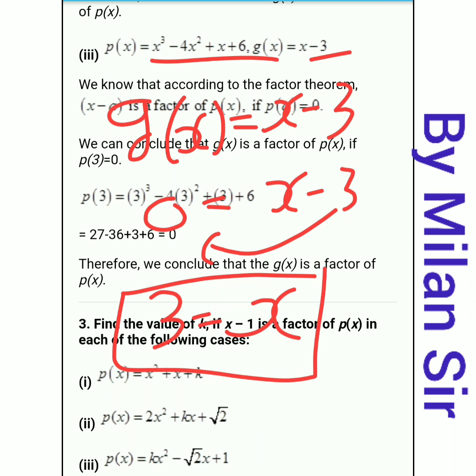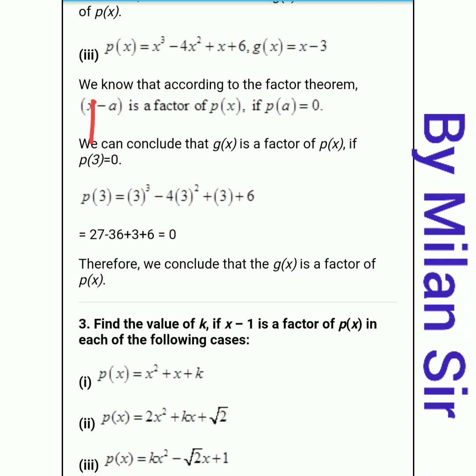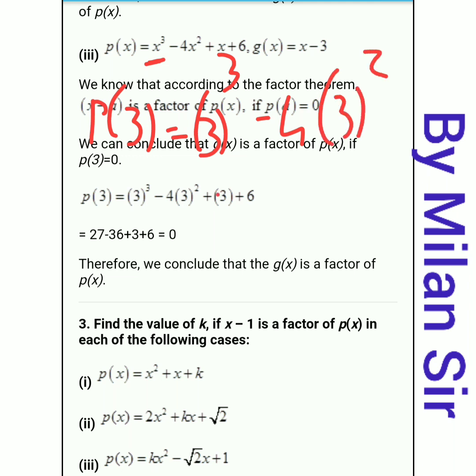Okay. Then what we need to do? We need to put this value in P of x. So in P of x, put x is equal to 3. So first of all 3 whole cube, minus 4 into x square, so 3 square, plus 3 plus 6.